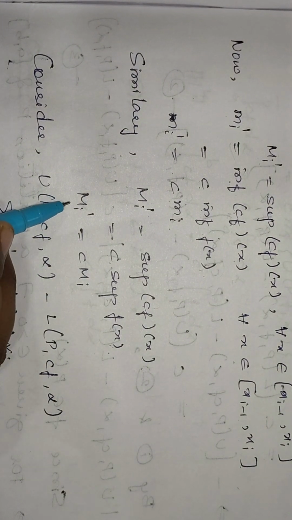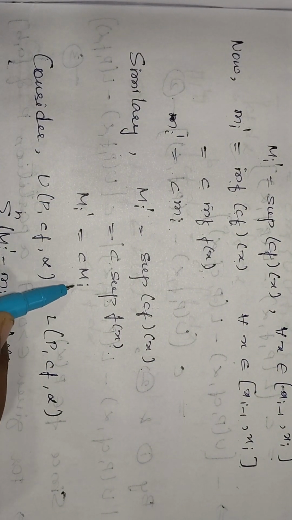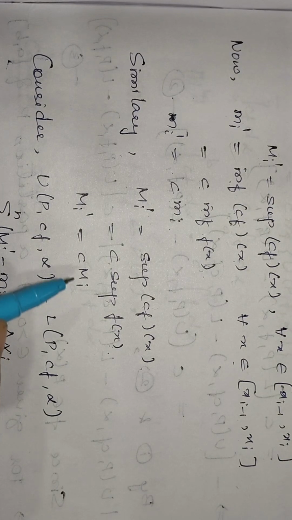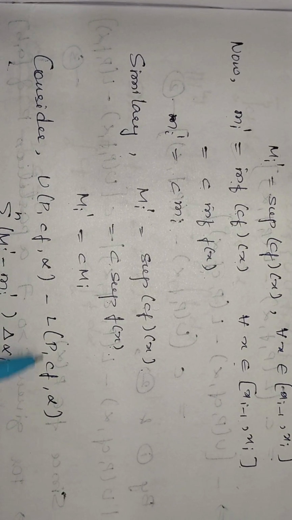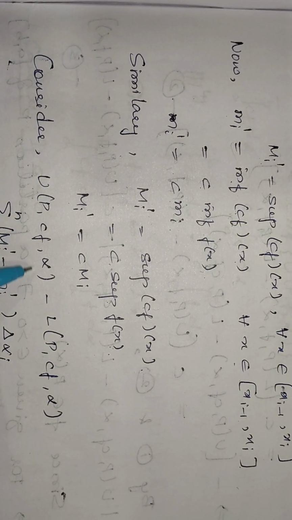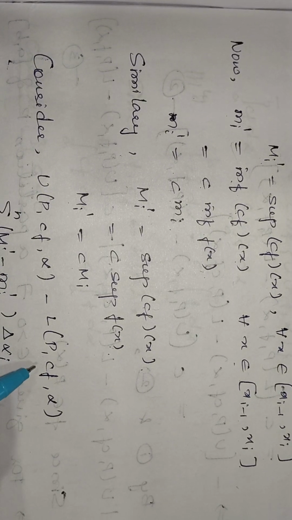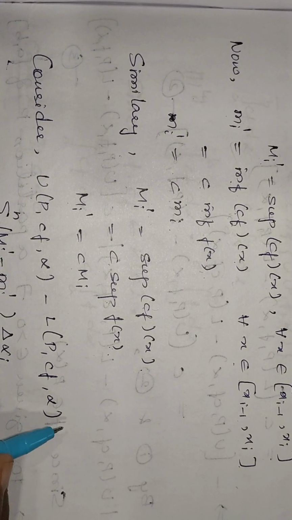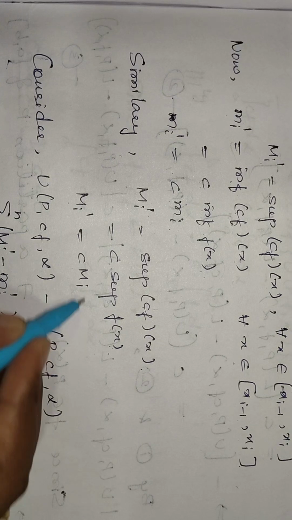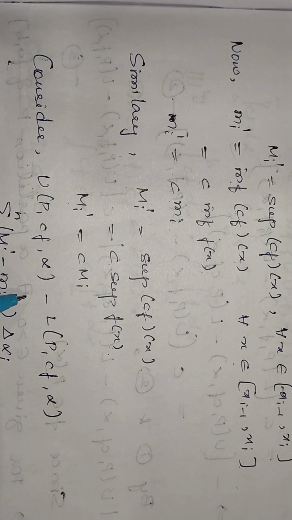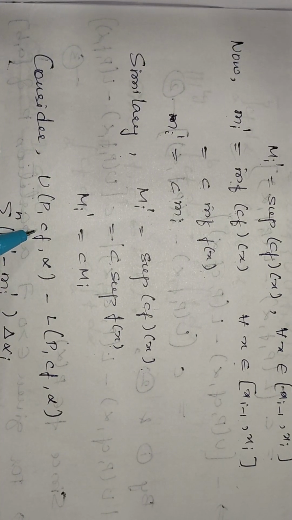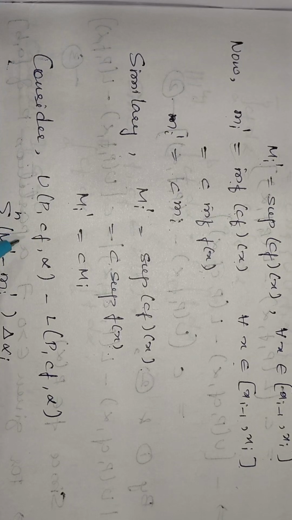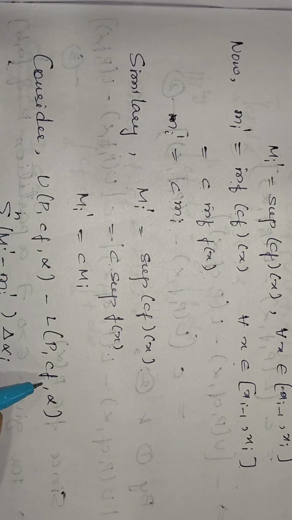So Mi dash is now equal to c into Mi, capital Mi. So now consider the difference U(P, cf, alpha) minus L(P, cf, alpha), because if I show this difference is less than epsilon, then cf belongs to R(alpha). Okay, so now I have considered this difference.